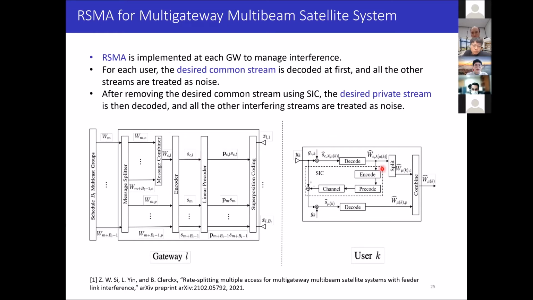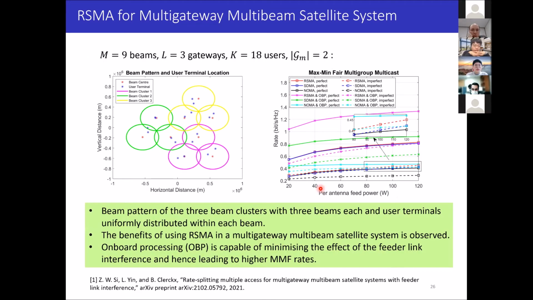And then at each receiver we will decode this common part and the private part, and then try to recombine the original message. So what we have here is a scenario where now we have 9 beams. Here you see 9 beams. We have 18 users, for instance, you can have 2 users per beam. But then we have 3 gateways.